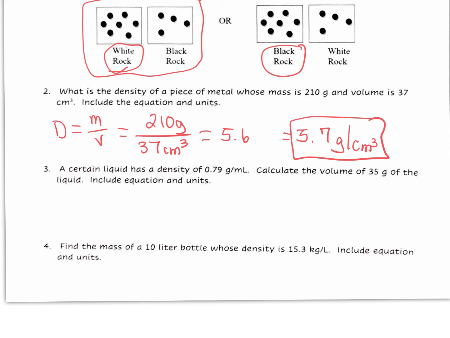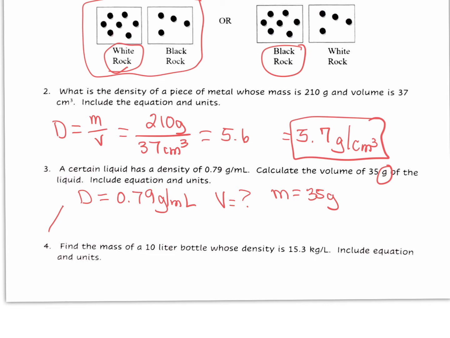Okay, question 3. A certain liquid has a density of 0.79 grams per milliliter. So density equals 0.79 grams per milliliter. Calculate the volume. So volume, we don't know, of 35 grams of the liquid. So mass equals 35 grams. How do I know that? Because of the units.